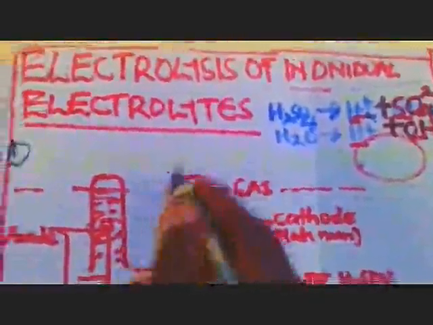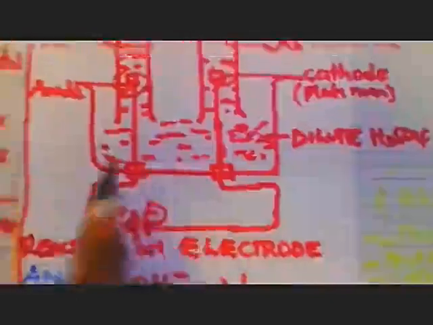Now members, we are looking at the electrolysis of individual electrolytes. Our first electrolyte is sulfuric acid. In this cell we are using what we call an electrolytic cell. An electrolytic cell must have an anode and a cathode. How do you tell the anode and the cathode? You tell by basing on the connection which they have done.